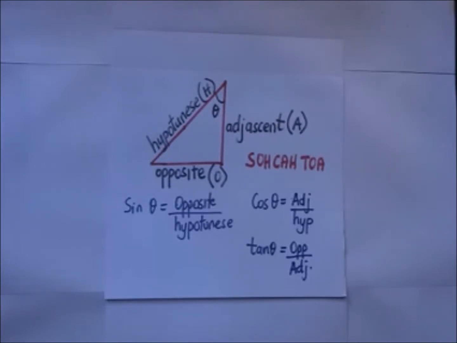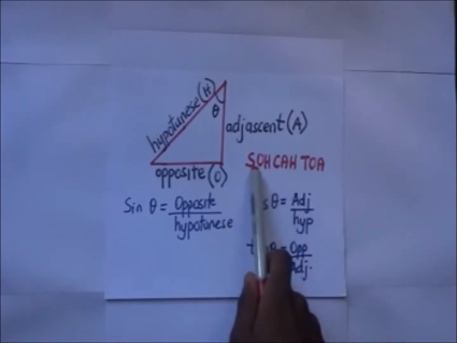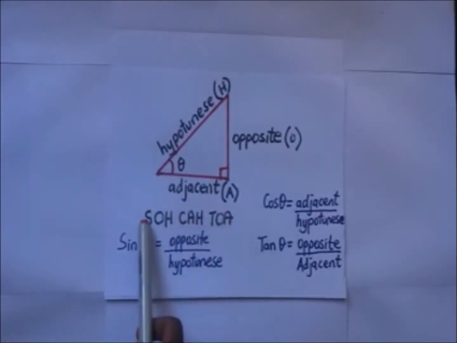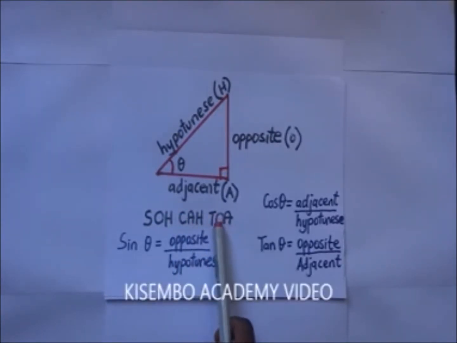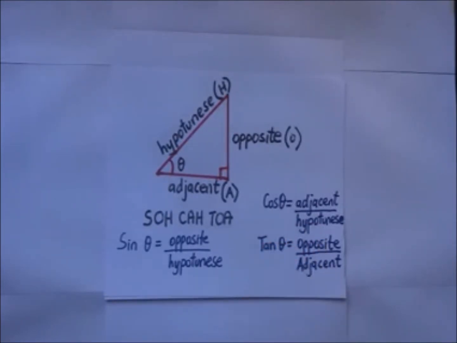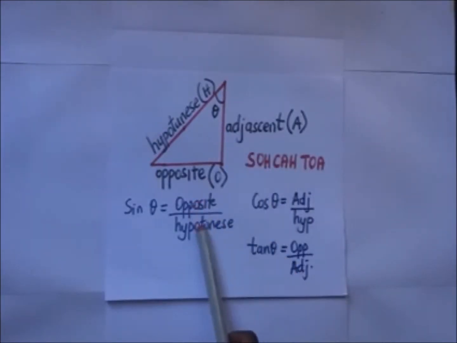When we are trying to find these trigonometrical ratios, we use an acronym we shall call SOH CAH TOA. SOH CAH TOA simply means sine is equal to opposite over hypotenuse, cos is equal to adjacent over hypotenuse, tan is equal to opposite over adjacent. It is the same even in our next diagram. We still follow SOH CAH TOA to find those unknown angles and sides of a right-angled triangle.